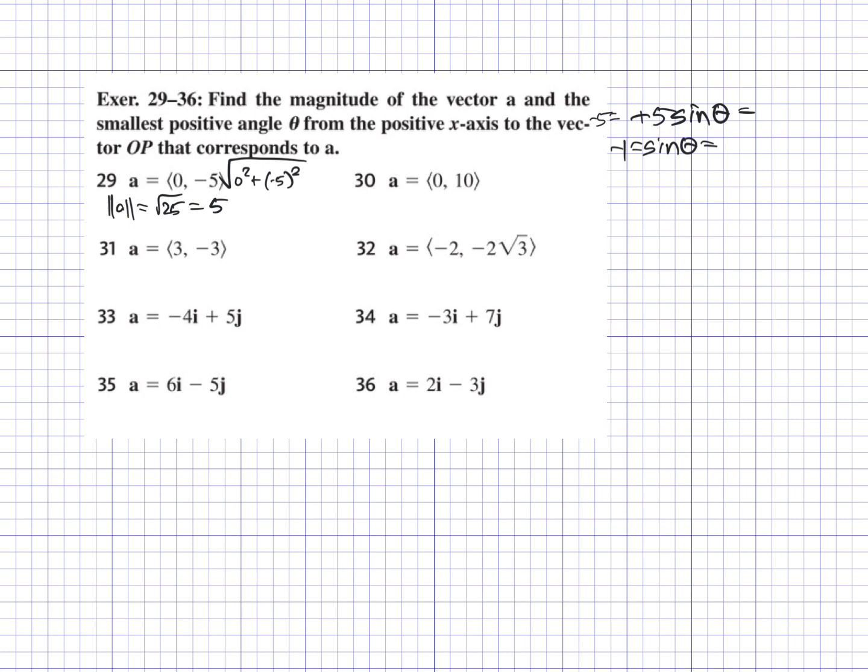Take the arc sine of -1. Where is y -1? At 270 degrees. And there you have it. So the magnitude is 5, and 270 degrees is your angle. Number 30 is the same thing.